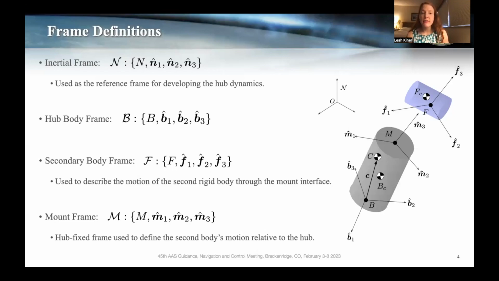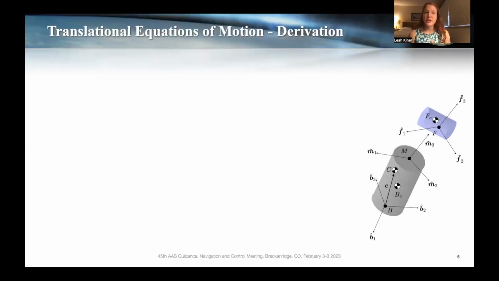And then we also have this intermediate mount frame M. It's attached to our spacecraft hub. It is body fixed to the hub, and it's essentially serving as a point of reference with respect to which we are defining our prescribed body states relative to our spacecraft hub. So with these 4 frames, we're going to go through a brief overview of our translational equations of motion and then our rotational equations of motion.